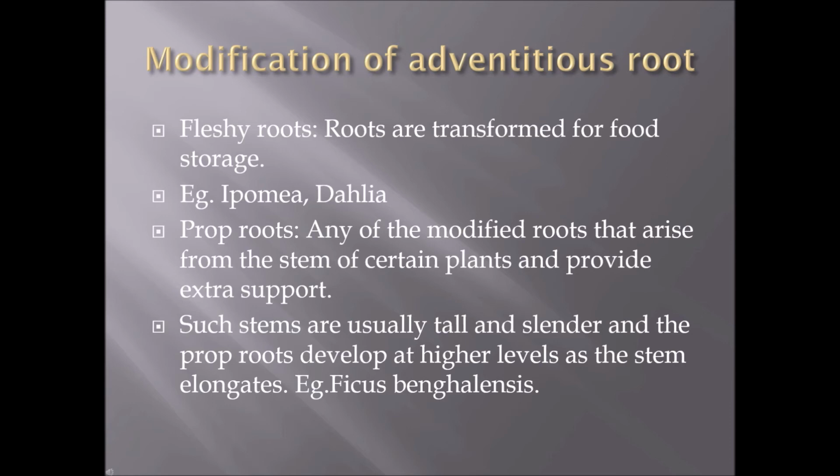And next is prop roots. So in prop roots, the root will arise above the stem to give extra support. So such stems are usually very tall and slender, and the prop roots develop at higher levels and the stem elongates. So what happens? The roots will grow very long and slender, and it will increase the length of the stem. So example, Ficus bengalensis. So these are the examples of prop roots.